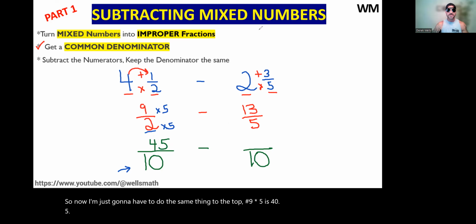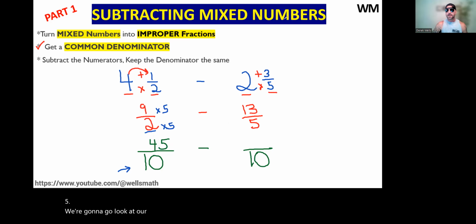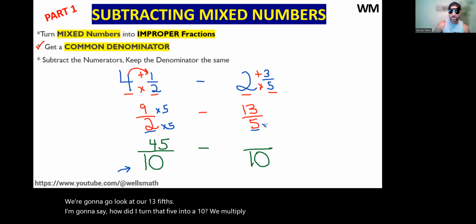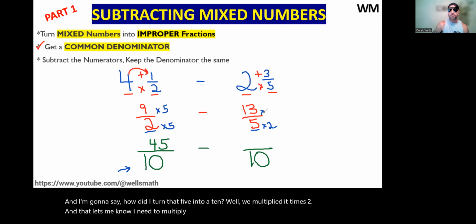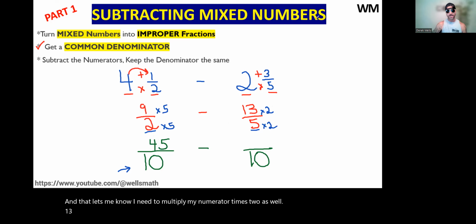We're going to go look at our 13/5. I'm going to say, how did I turn that 5 into a 10? Well, we multiplied it times 2. And that lets me know I need to multiply my numerator times 2 as well. 13 times 2, if you don't know what that is, get out a calculator. It is 26. Okay. All right, we've got our common denominator.